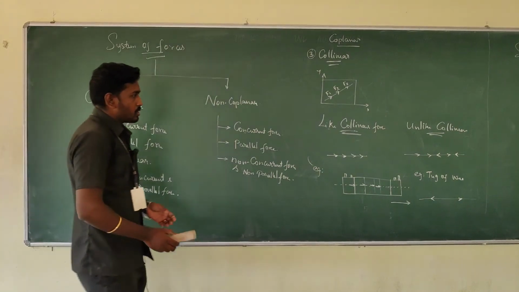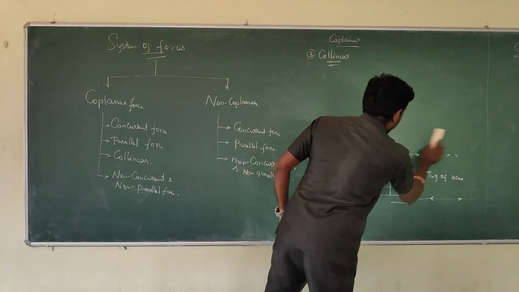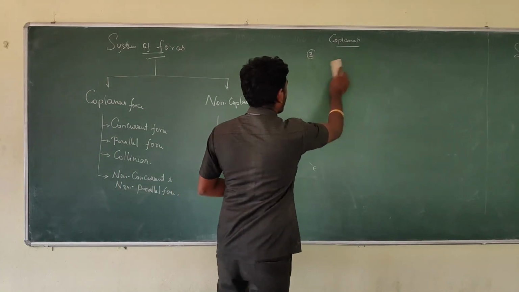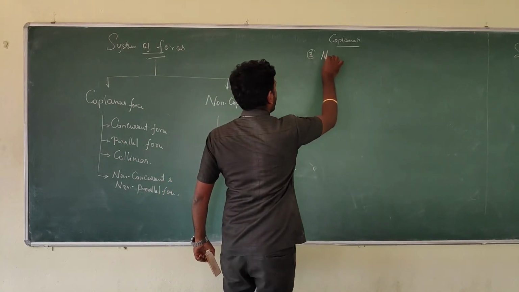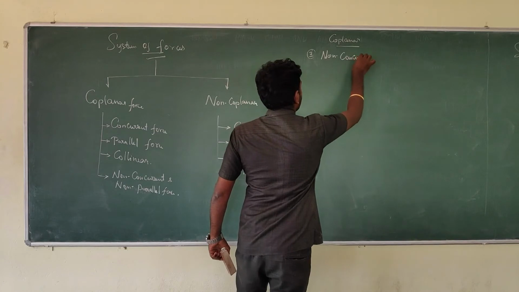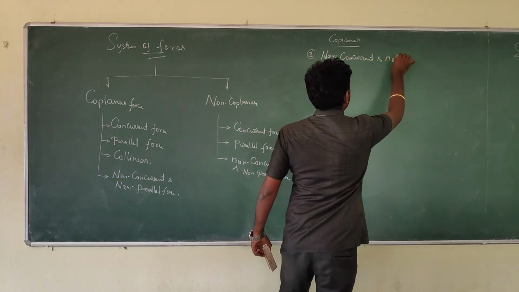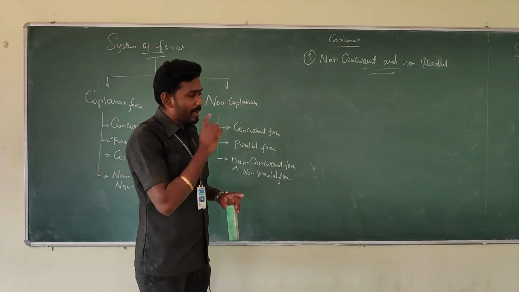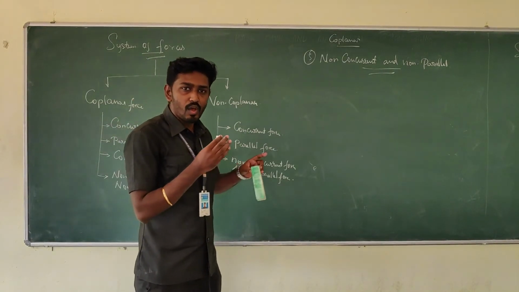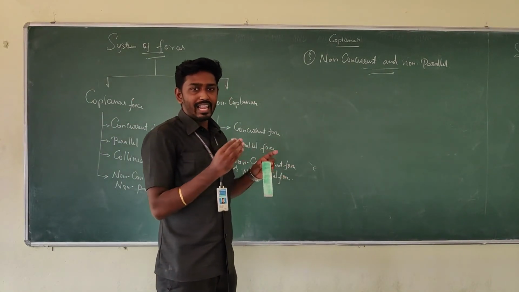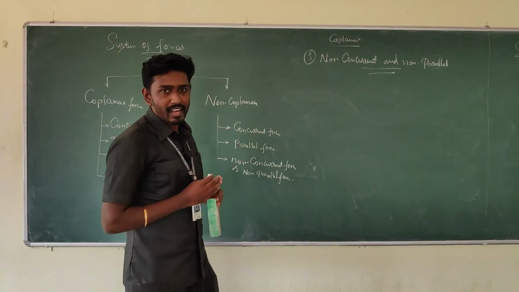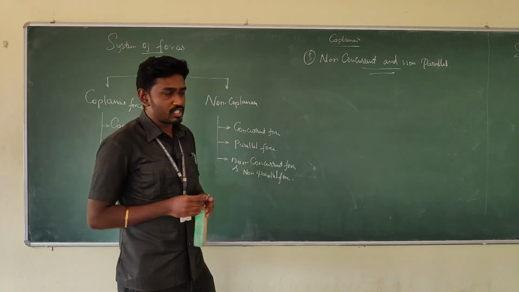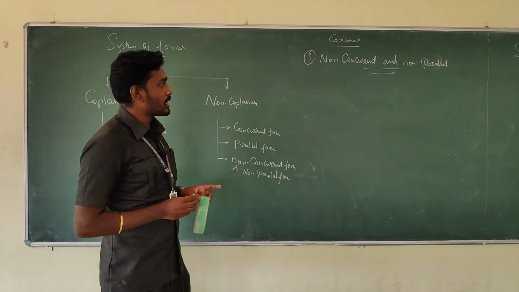So let's move to the last one, the coplanar force, which is non-concurrent and non-parallel force. Non-concurrent and non-parallel force means a set of various external forces whose line of action is neither parallel nor intersecting at the same point or meeting at the same point. Such a force system we call non-concurrent and non-parallel.